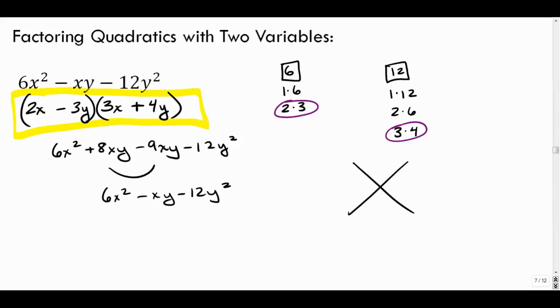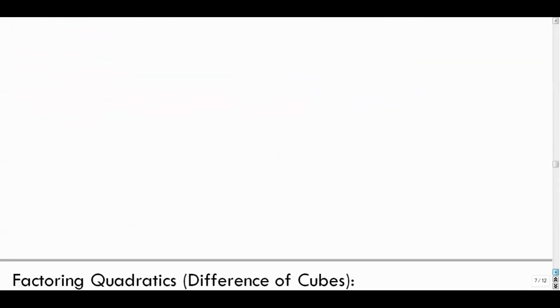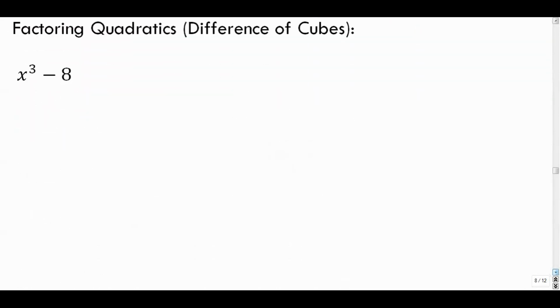And again, if you know some sort of fancy method, some sort of trick, some diamond method or crisscross or whatever, use that. I don't really know those though. Moving on. We have a difference of cubes.